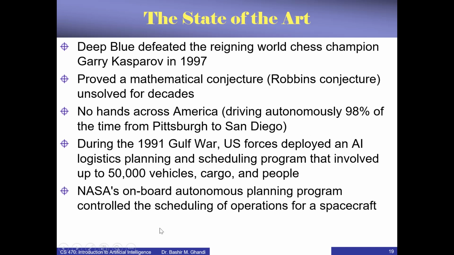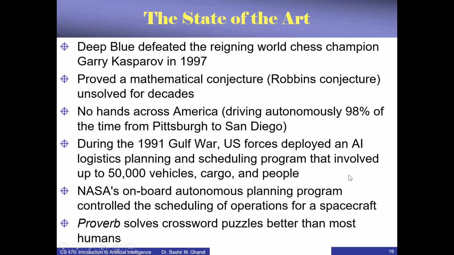Then, of course, we have NASA's onboard autonomous planning program that controls the scheduling of operations for spacecraft. Another important AI program was Proverb. This is a program that solves crossword puzzles much, much better than a human can.